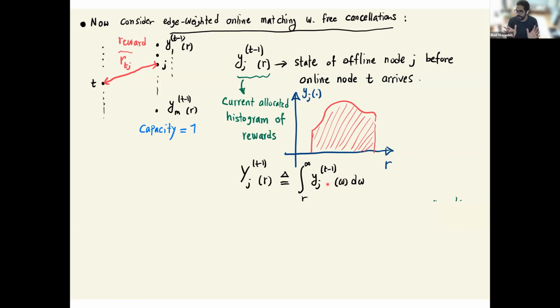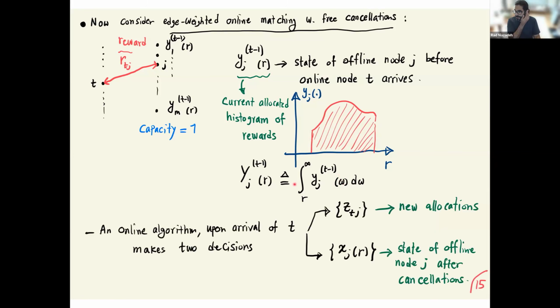All right, so this is the state when the online node t arrives. Now you have to make a decision as an online algorithm. So your decision this time has 2 components. On one hand, you need to decide on the new allocations, basically this online node t, how to allocate that to different offline nodes. I'm denoting that by z_tj. But as I mentioned, you need to sometimes create room for the new allocation.